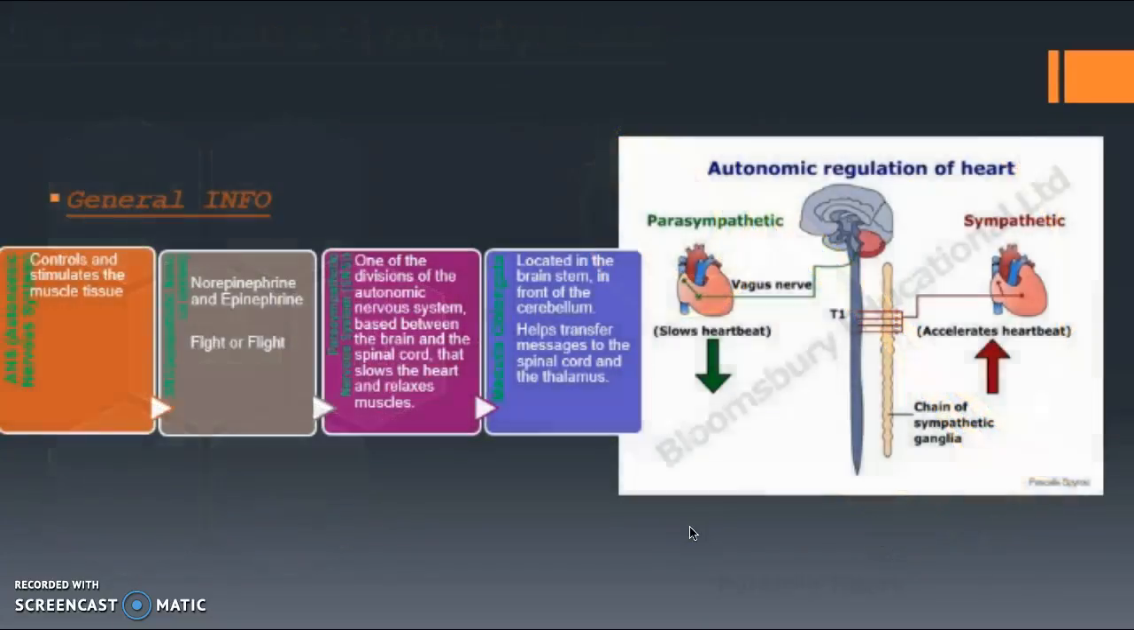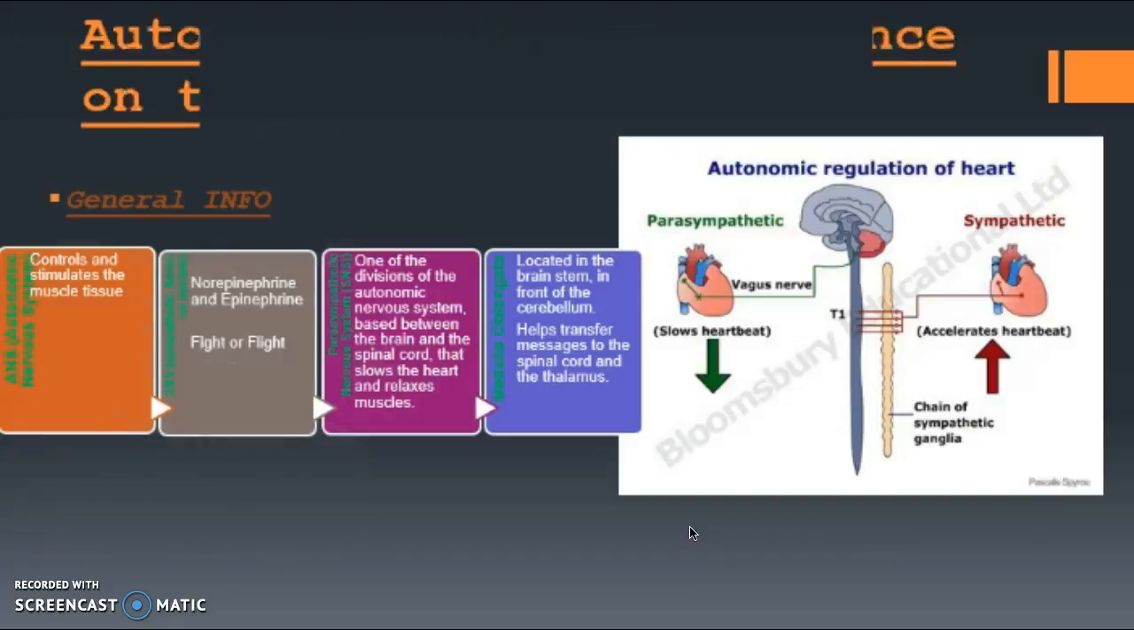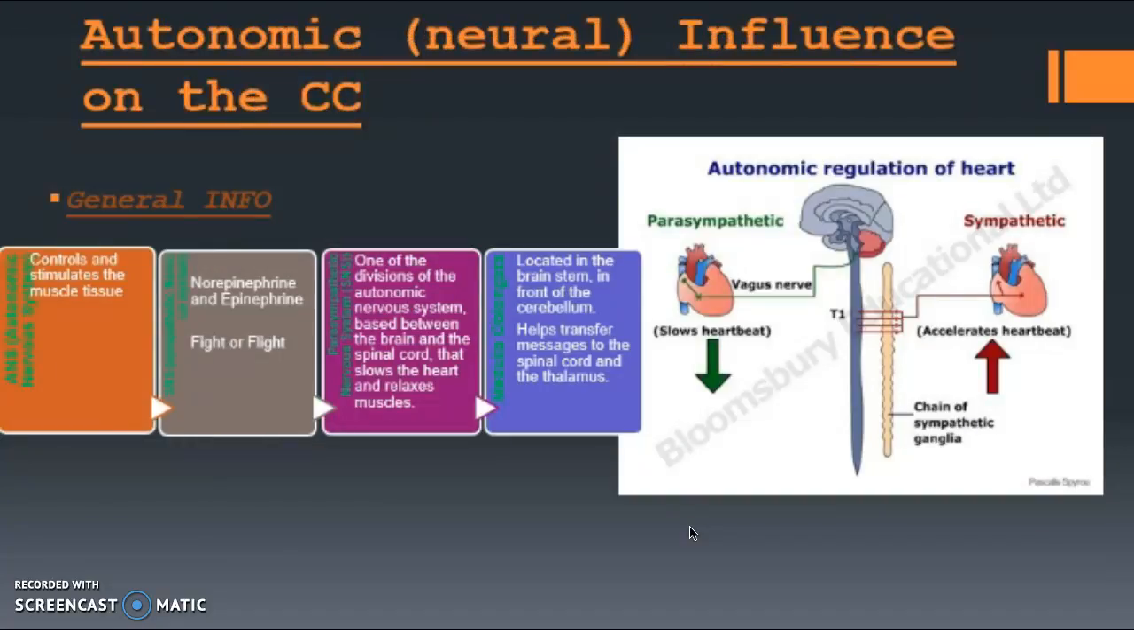So now we're going to be talking about the general information to do with the autonomic neural influence on the cardiac cycle. We talk about the autonomic nervous system, which is also known as the ANS, and this controls and stimulates the muscle tissue. Then we move on to the SNS, which is the sympathetic nervous system, and this is where they release hormones, which are norepinephrine and epinephrine, and this is to do with the fight or flight.